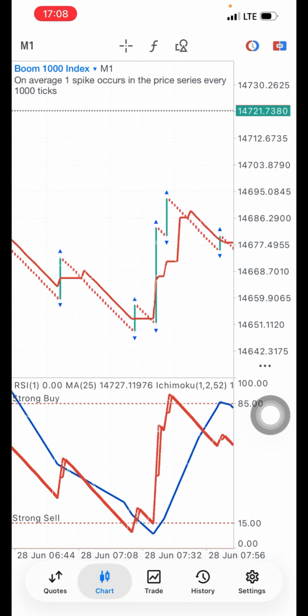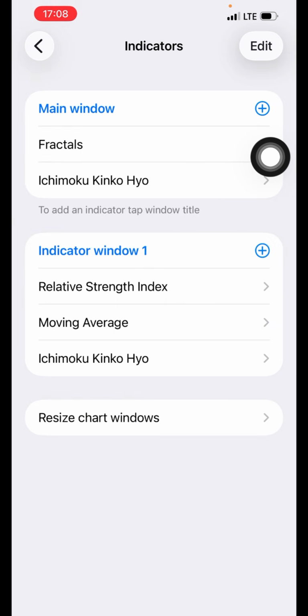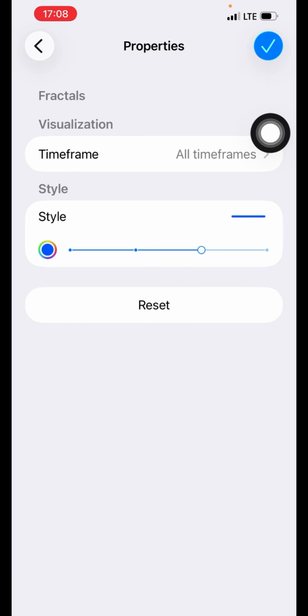Okay, so for the setup, you are going to be clicking on this F icon here. After clicking on that, we search for our first indicator, which is the fractal. You click on this plus icon and search for your fractal. You can use the default setting, or you can set it the same as mine. As you can see here, my color is blue. For the pixel, you make it 3 and then you click on done.